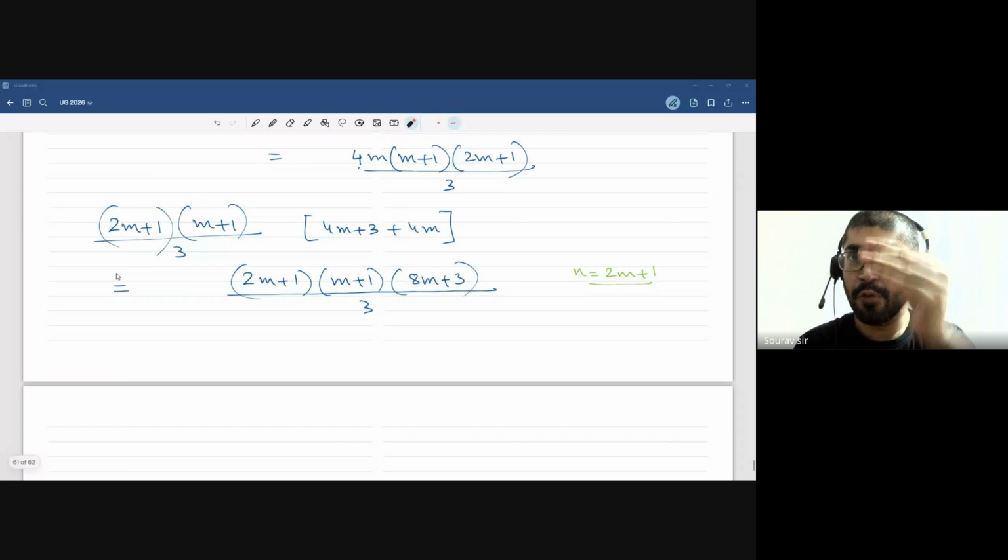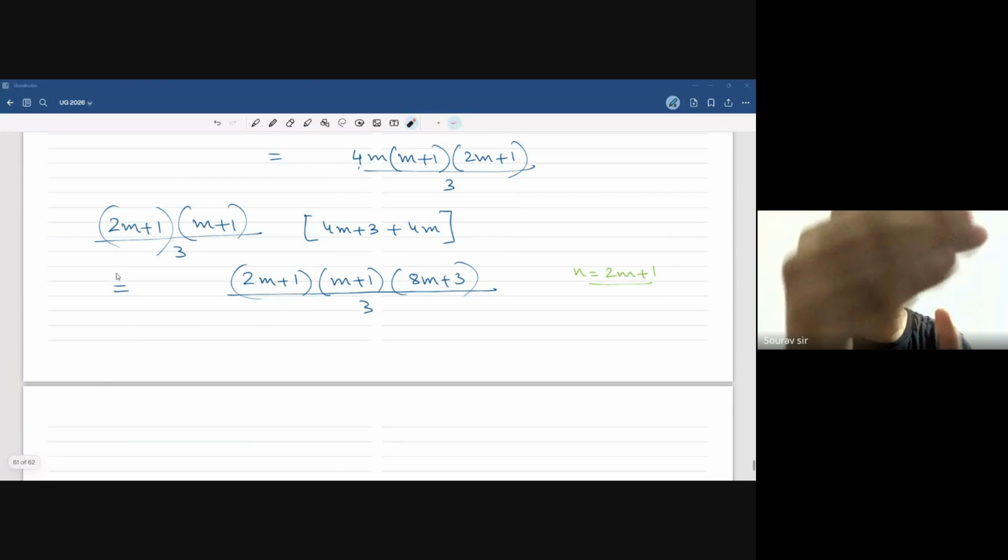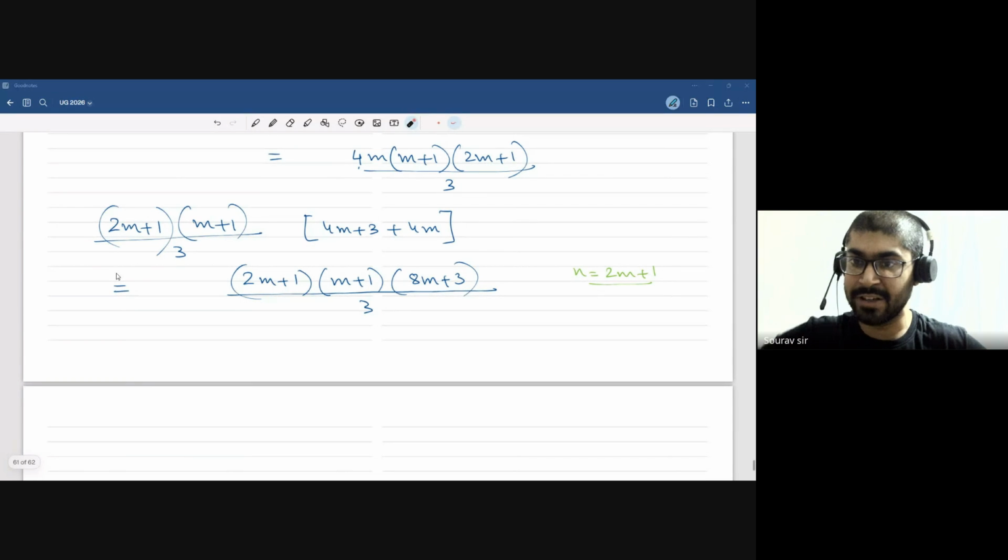That means for every present term, the next term is true. And we know that 1 is true. So if 1 is true, then 2 is true. If 2 is true, then 3 is true. If 3 is true, then 4 is true. And it becomes true for everything. That is known as mathematical induction. It's a very logical proof.